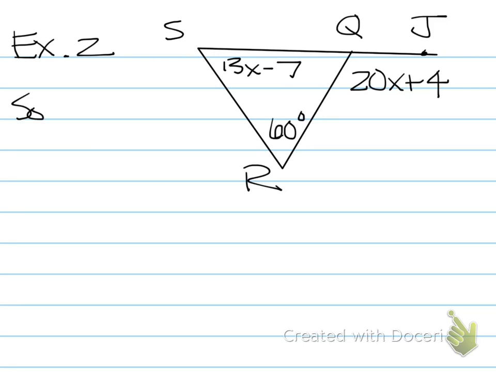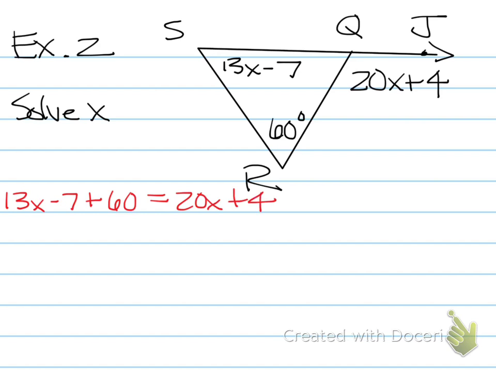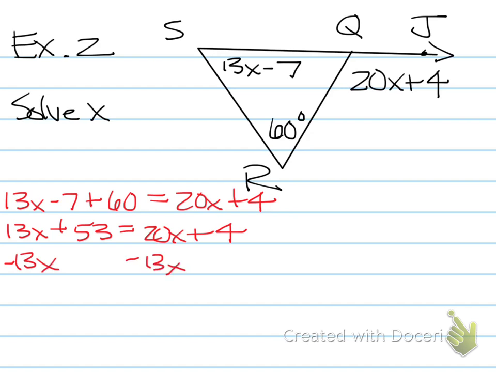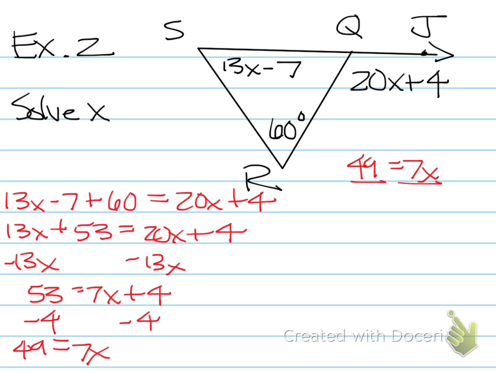And again, using the exterior angle theorem, we would add the two remote interior angles and set it equal to the exterior angle. Combine the like terms and then subtract 53 from both sides. Subtract 13x from both sides. And then we want to subtract 4 from both sides. Lastly, divide both sides by 7, and we get x equals 7.